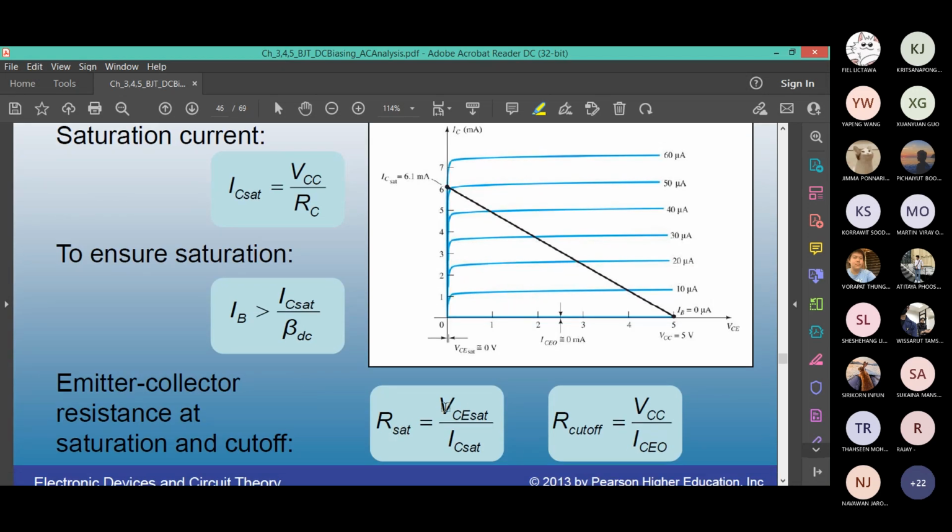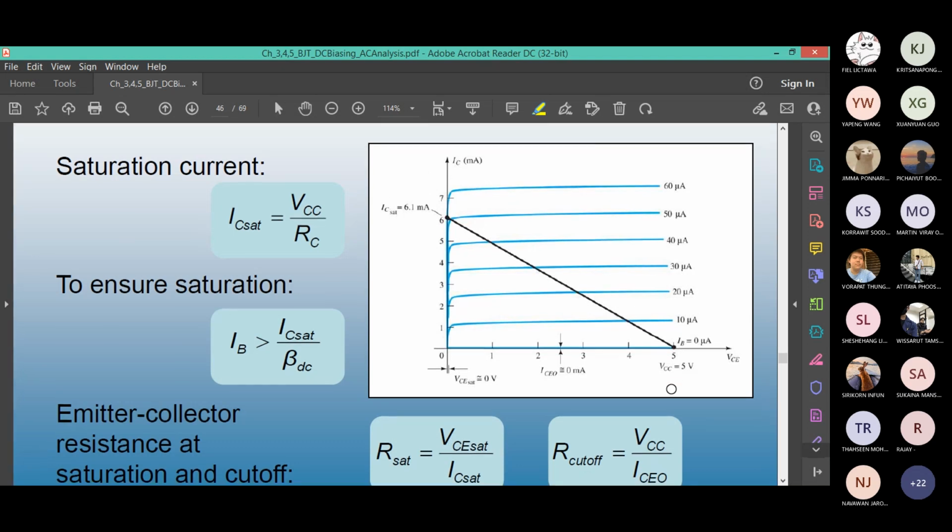Saturation resistance is the VCE at saturation over IC. And then for the cutoff, you take VCE equals VCC. And what is the cutoff current? ICEO means the current from collector to emitter when the base terminal is open. It will be so small, and if you divide something by something so small, it is almost infinity, very high. For the cutoff, high resistance, which makes sense, it will not allow current to flow.